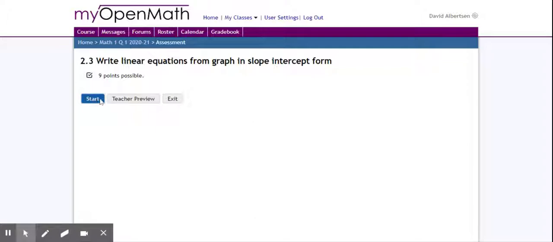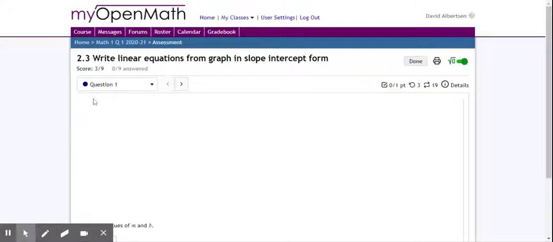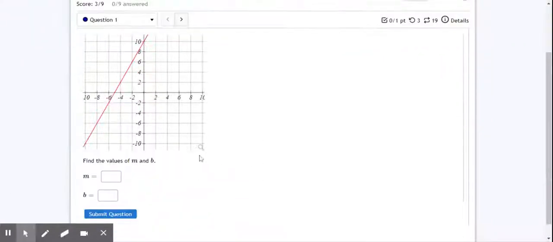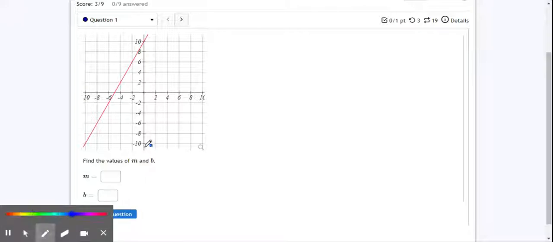Notice that the numbers might be slightly different than yours. I'm just doing a generic version of the quiz. So this first one, it says find the values of m and b. Well, m means our slope.